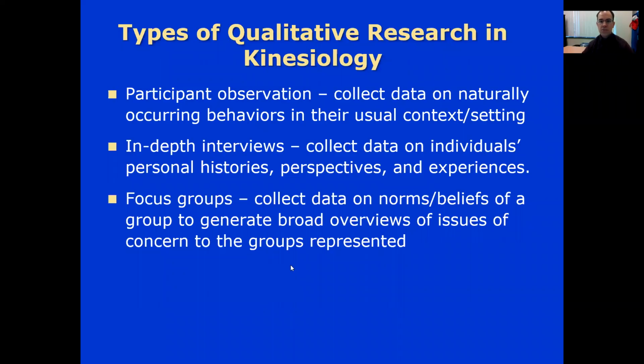The final qualitative research type is focus groups, where an investigator will collect data on norms or beliefs of a group to generate broad overviews of issues of concern to the groups represented. So you would take a small group of 5 to 10 people and ask them particular questions about a particular topic, and then you would potentially generalize that to a larger population that's similar to them. Again, the focus group allows for that conversation back and forth, but on a particular group that you've identified, to generate some broad overviews of those issues that might be affecting that population.